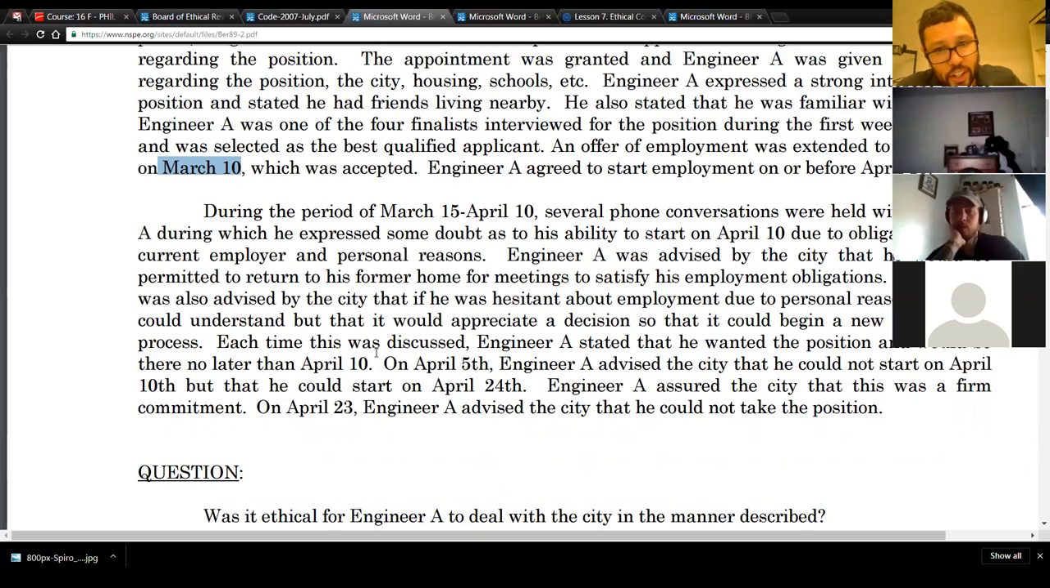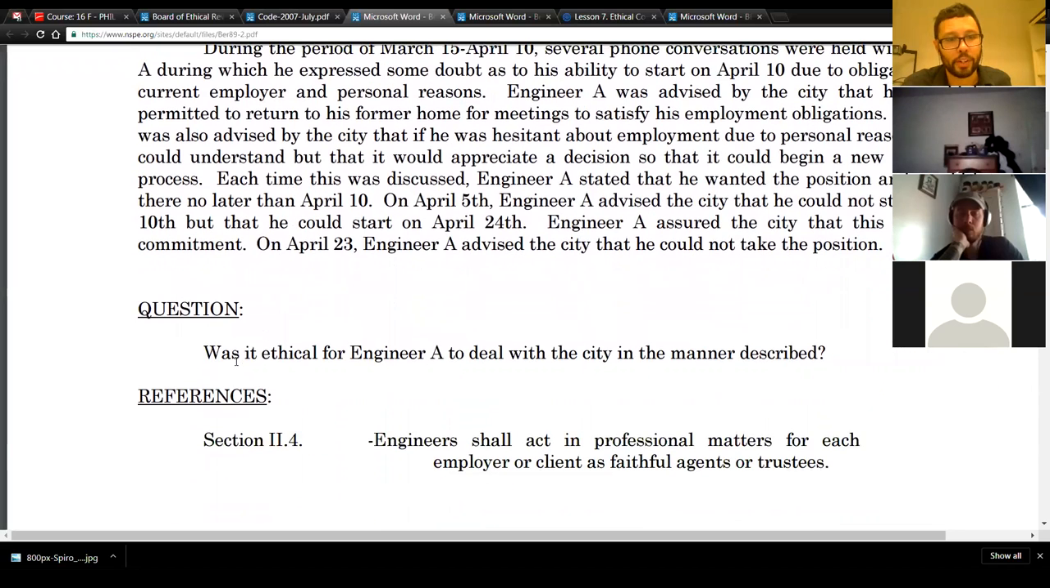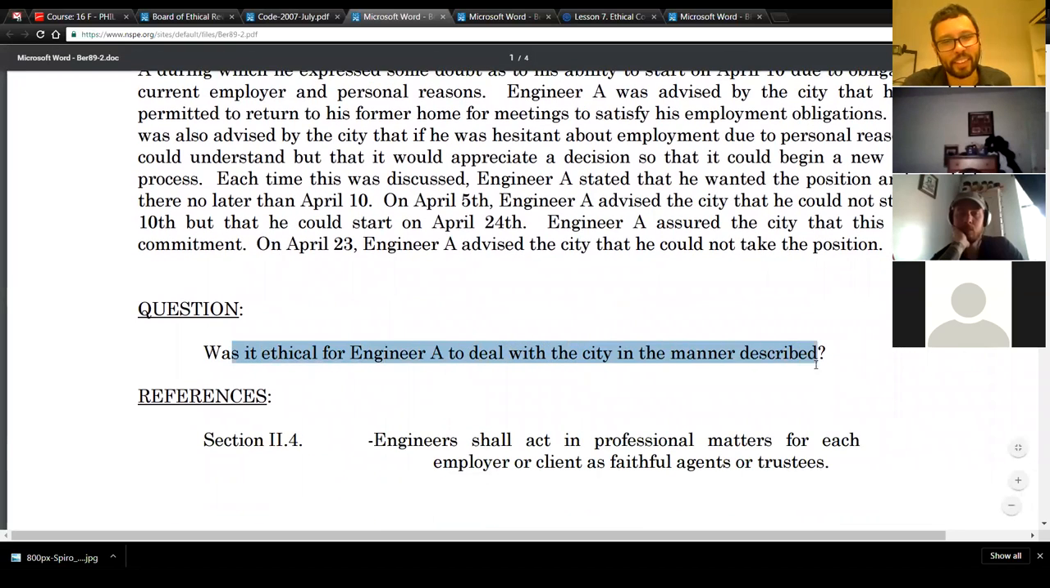On April 5th, Engineer A advised the city that he could not start on April 10th, but that he could start on April 24th. Engineer A assured the city that this was a firm commitment, but then on April 23rd, Engineer A advised the city that he could not take the position. So the question: was this ethical? Was this an ethical way to treat the city?